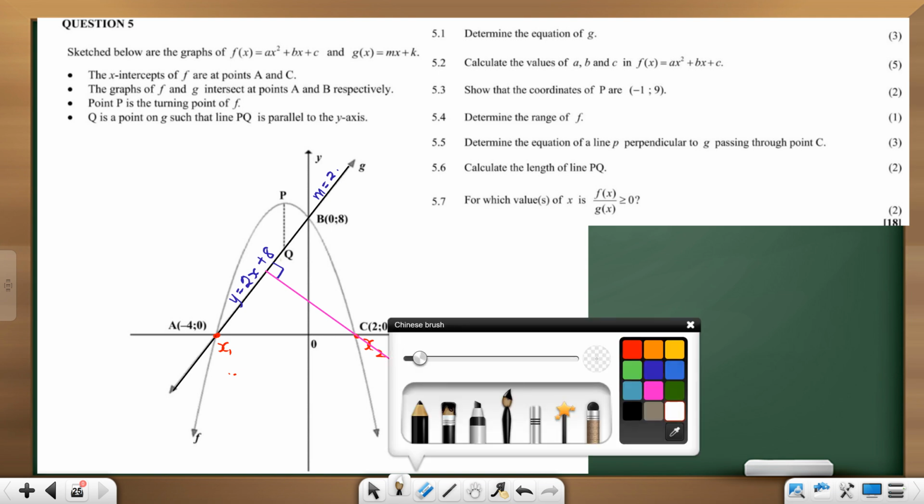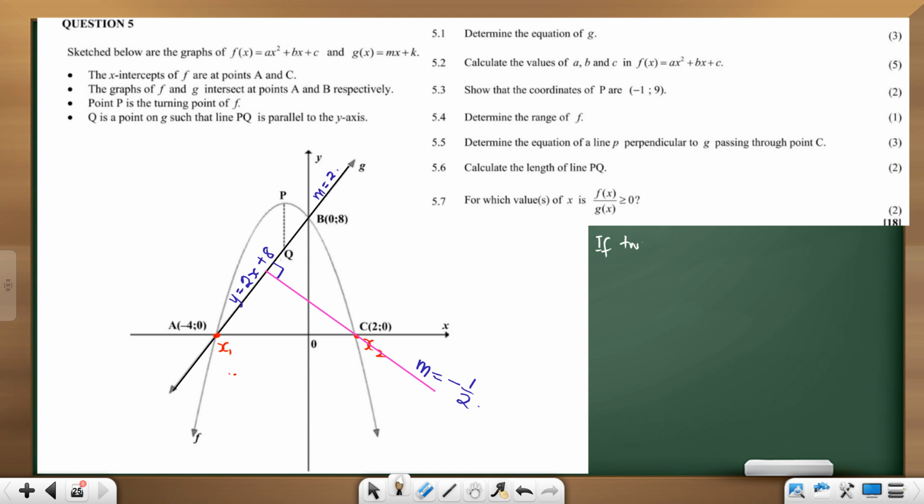Please talk to me. If two lines are perpendicular, that's the rule. Product of gradients is -1. So M of G is 2. It means that M of P is going to be negative one half. You change the sign and flip the numbers. Are we on the same page?